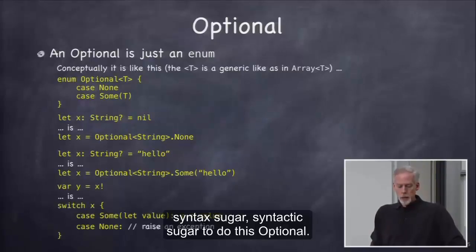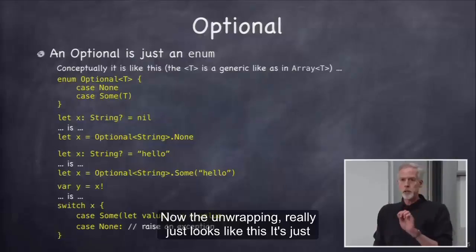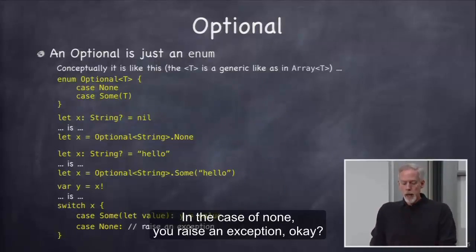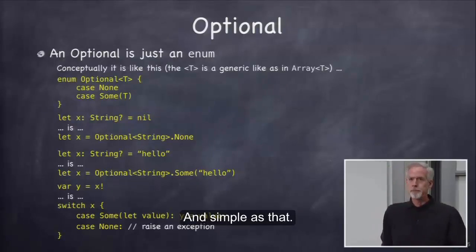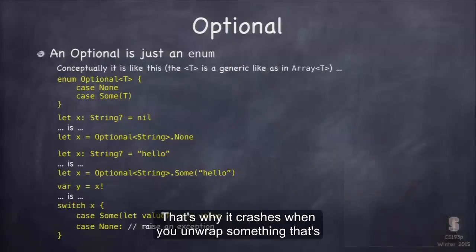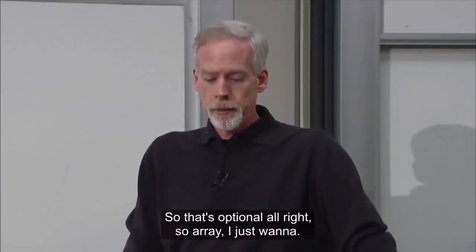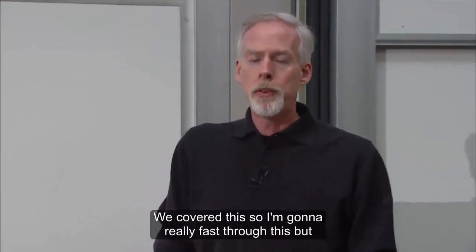Now, the unwrapping really just looks like this. It's just a switch. And in the case of some, you give the value back. And in the case of none, you raise an exception. Okay? Simple as that. That's why it crashes when you unwrap something that's nil. Okay? So that's optional.